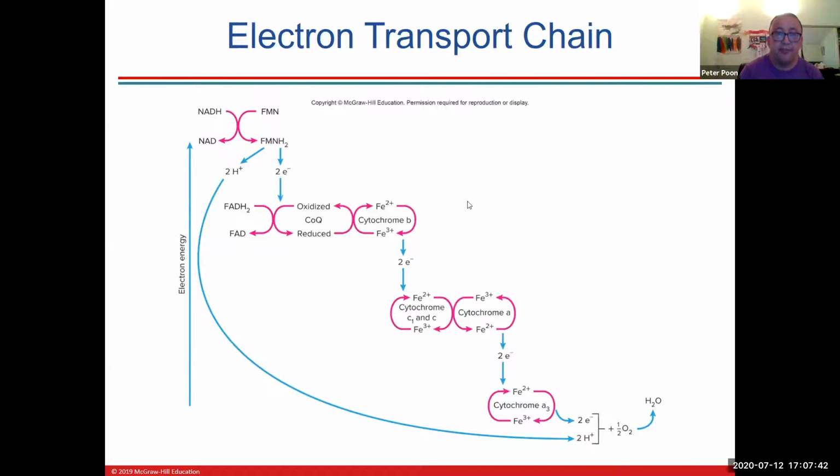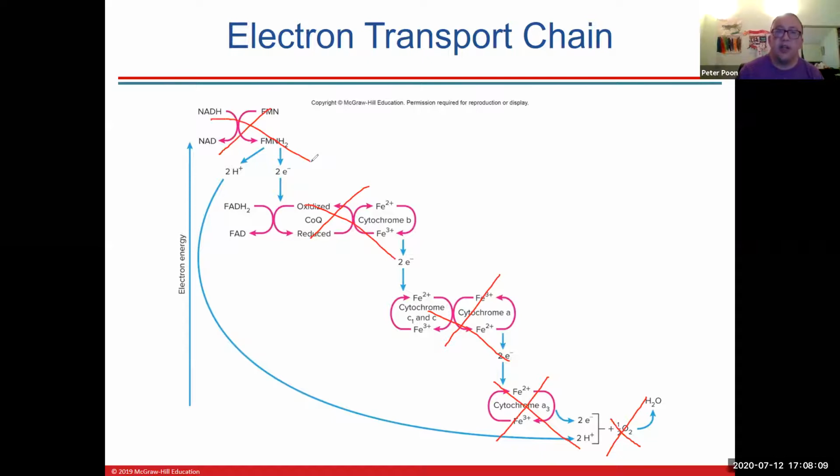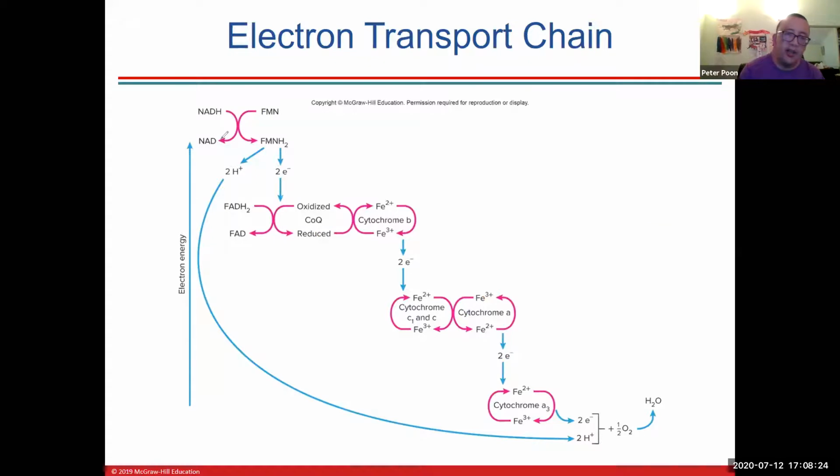If you have no oxygen, then this doesn't work, this doesn't work, that doesn't work, that doesn't work. And eventually all you end up with is glycolysis. So one more thing I want to show you. The NADH enters the cycle here. The FADH enters the cycle here. Remember, the FADH has less energy. There's two less electrons here.